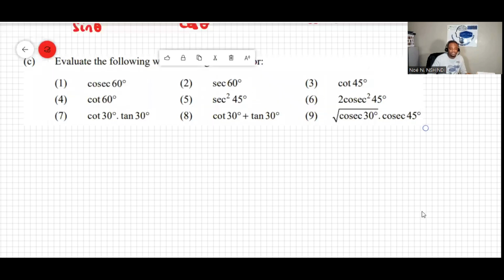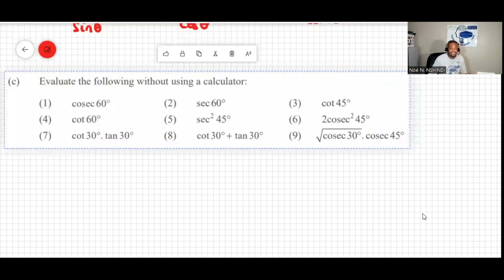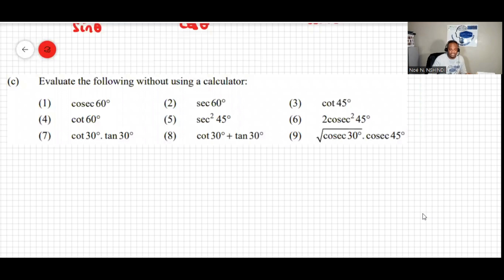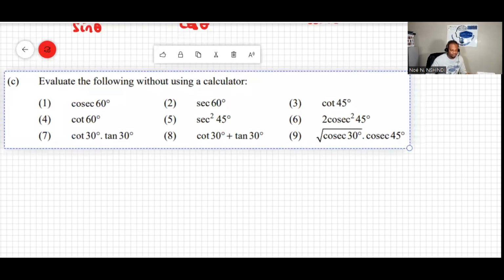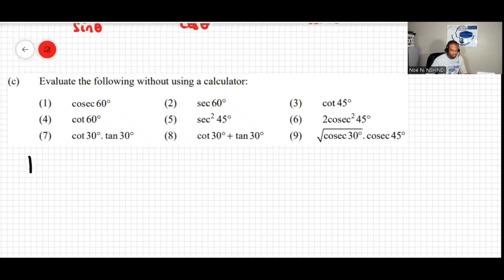Now we're going to do question C. The question says evaluate the following without using a calculator. So now you can draw the triangle here. Draw 2 triangles here. If you remember, as we did in one of the videos, right angle triangle.